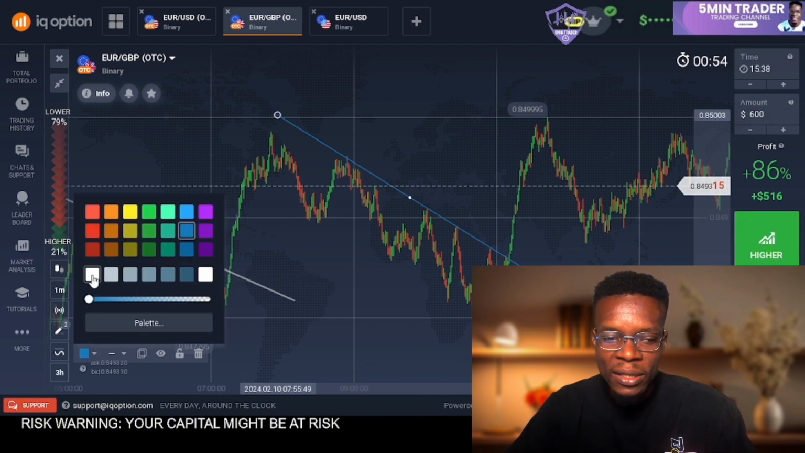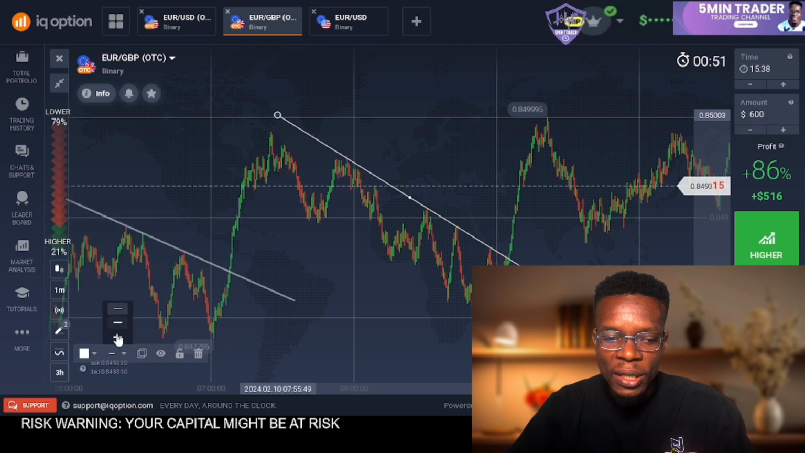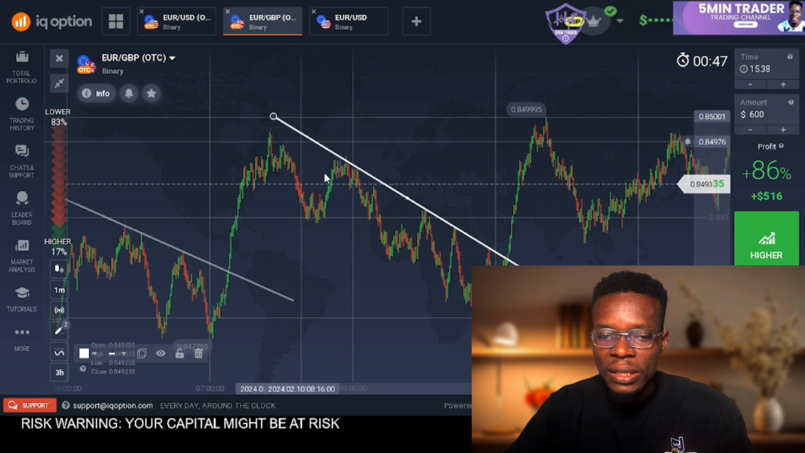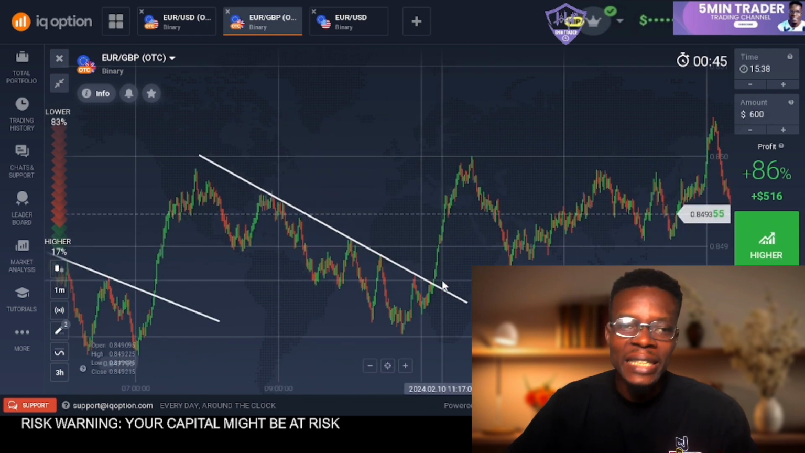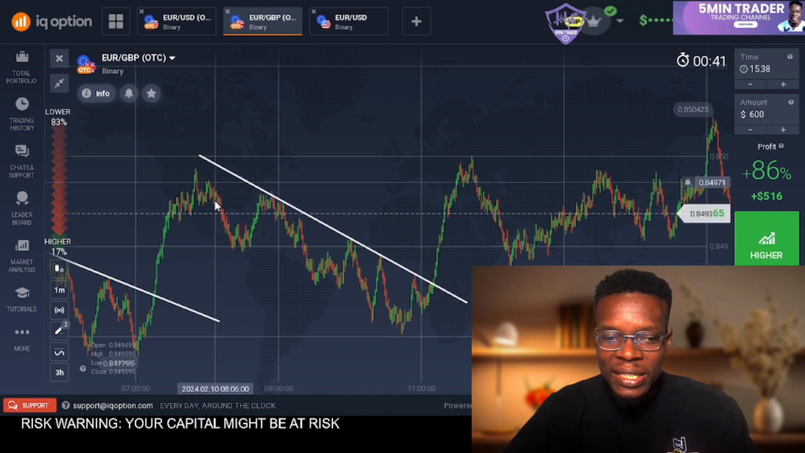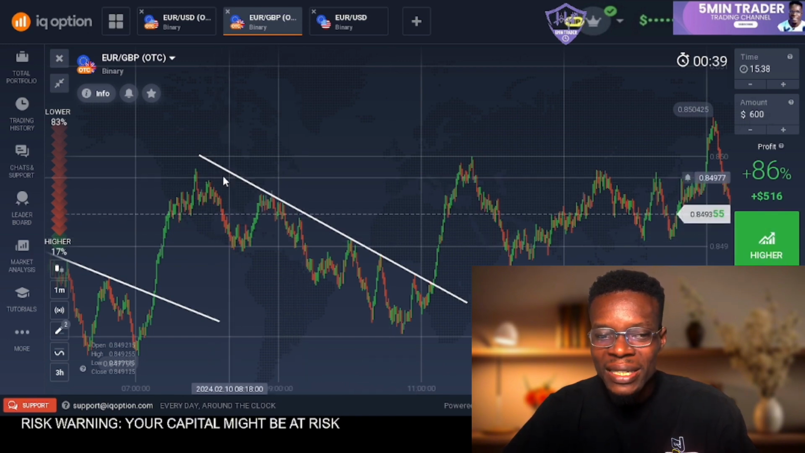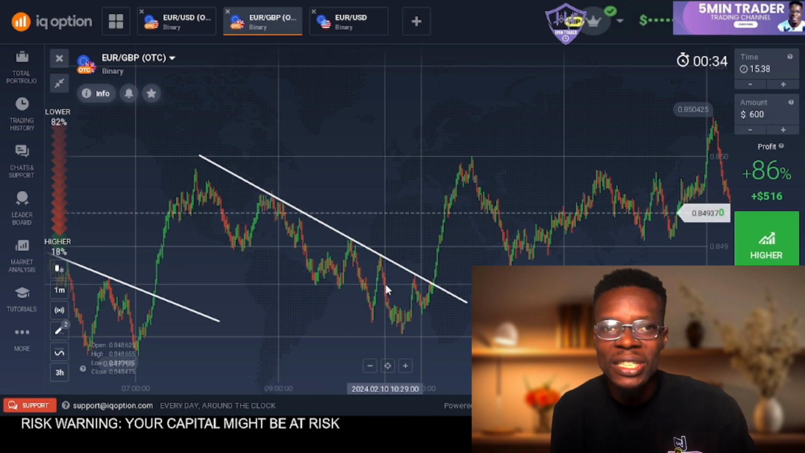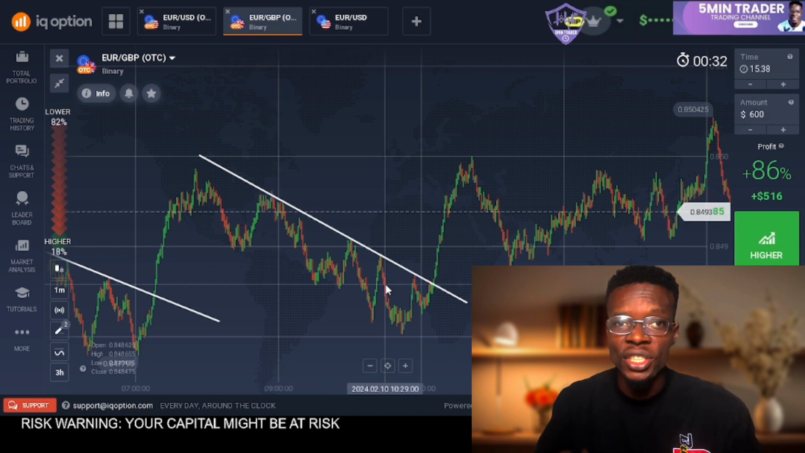So I'm going to make this white, and I'm also going to make this bold. So you can see that this is a structure that is very, very clear, and anyone can see. Now you can see that this is a lower high, lower low, and you can see that this trend line has been respected multiple times in the market, which is a sign of a very, very healthy retracement.